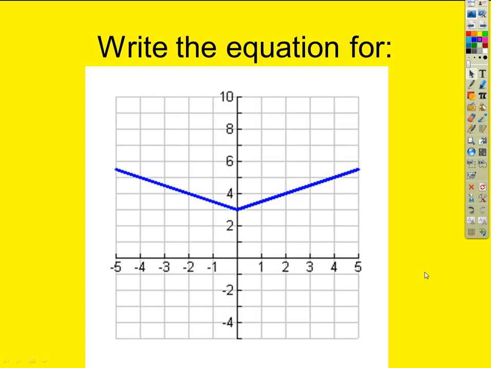Okay, what about that one? What are the coordinates of the vertex? 0, +3 this time, right? Slope is 0.5, or the fraction 1/2, rise 1, run 2. So I'm just going to get y equals a, which is 1/2, times the absolute value of x minus 0, just x, plus 3 this time. Okay? Got it? We good?